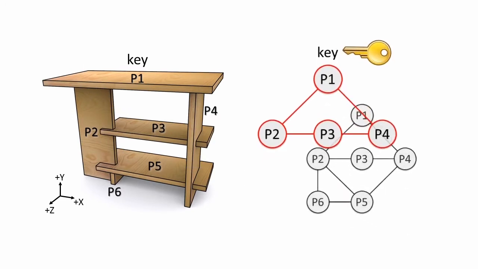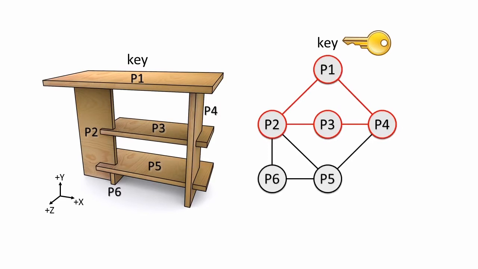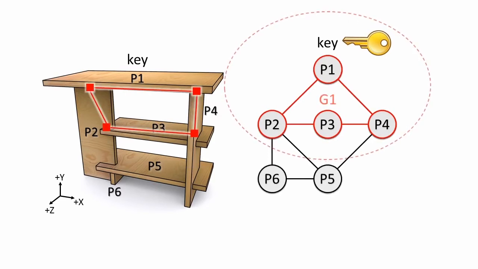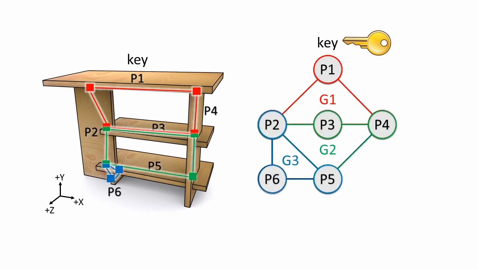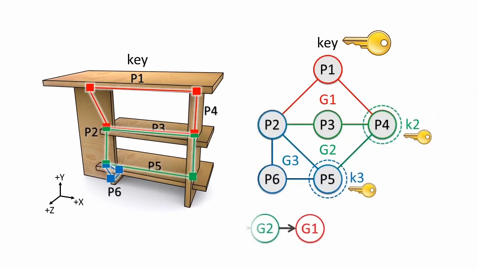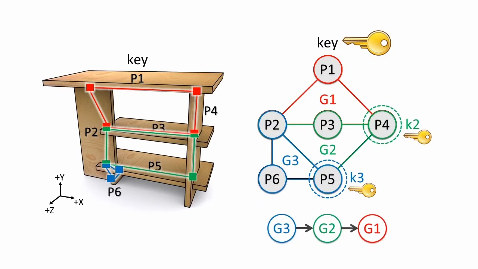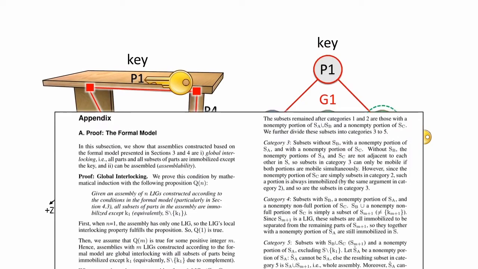Now let's go back to the parts graph. After the first interlocking group, we iteratively create more interlocking groups and lock adjacent groups with order dependency. By this scheme, the whole assembly becomes globally interlocking, as shown by a mathematical proof in the paper.